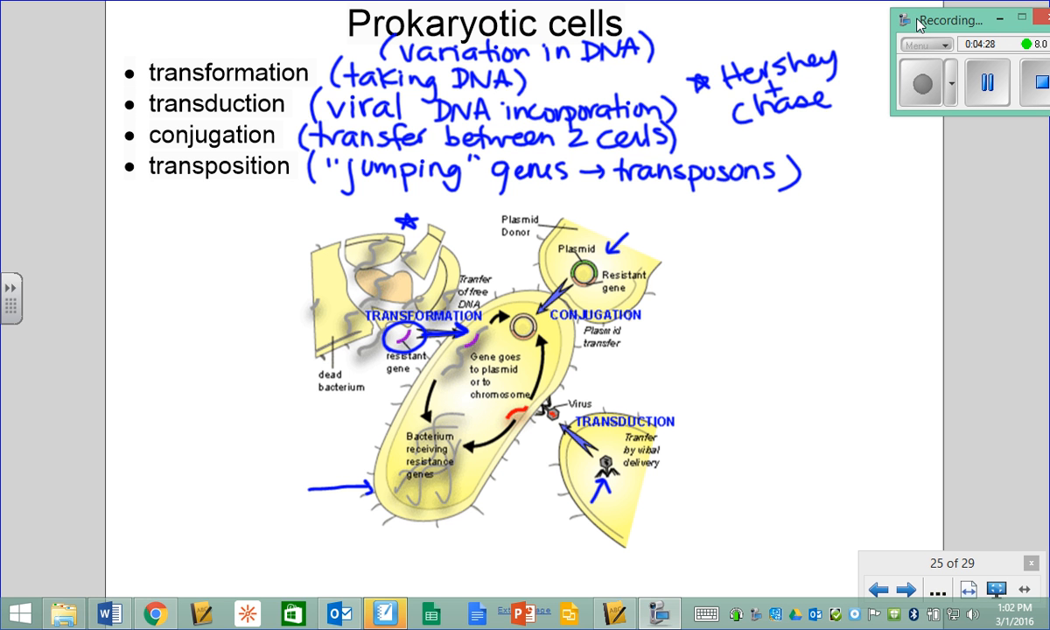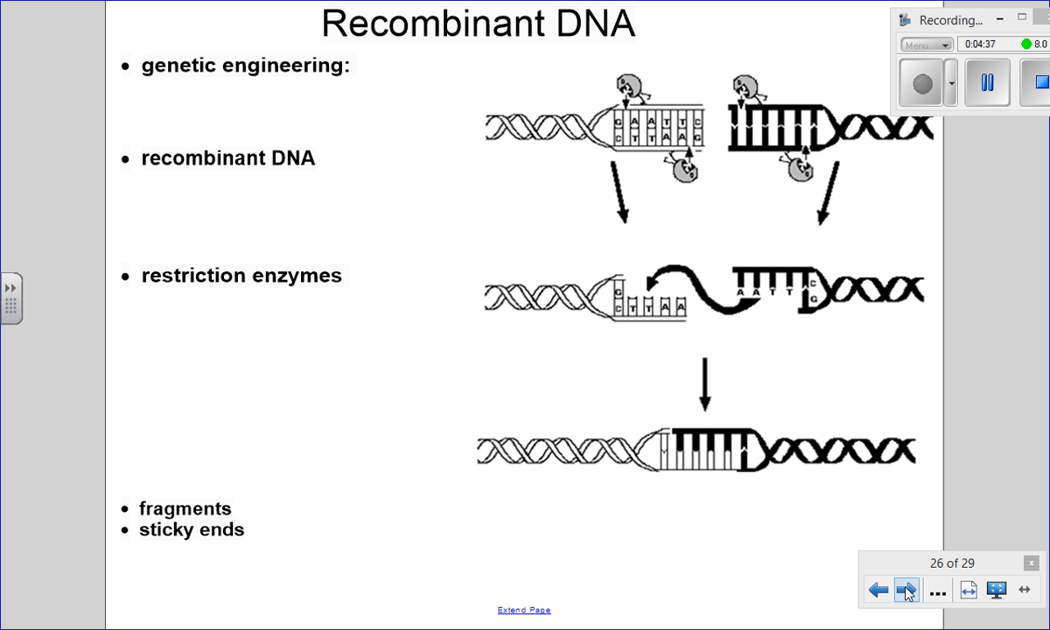So we're going to move on and talk about something that has to do with eukaryotic cells, although it's not exclusive to them. And we are going to talk about recombinant DNA. Now, we know already from our last chapter that sexual reproduction produces variation. That's fantastic. We're going to focus on some other ways that we can get genetic variation besides sexual reproduction.